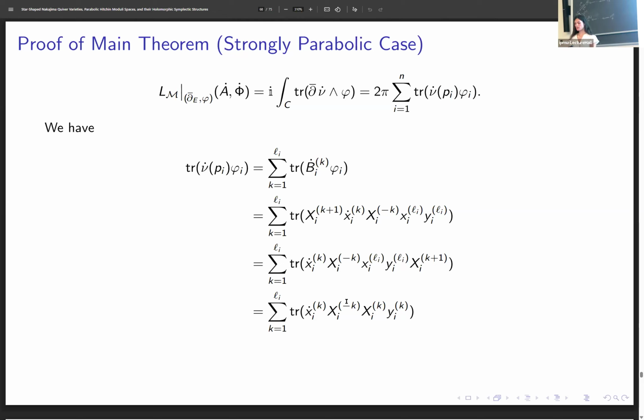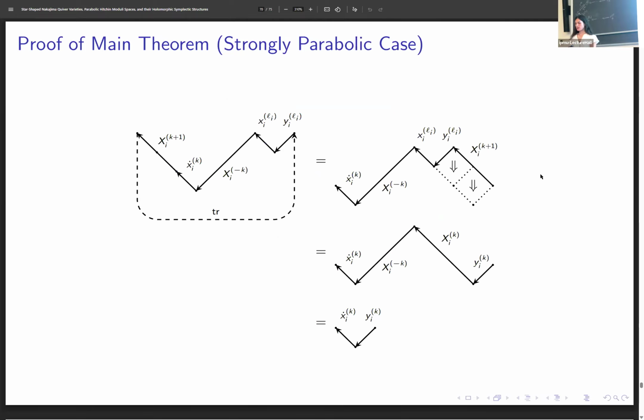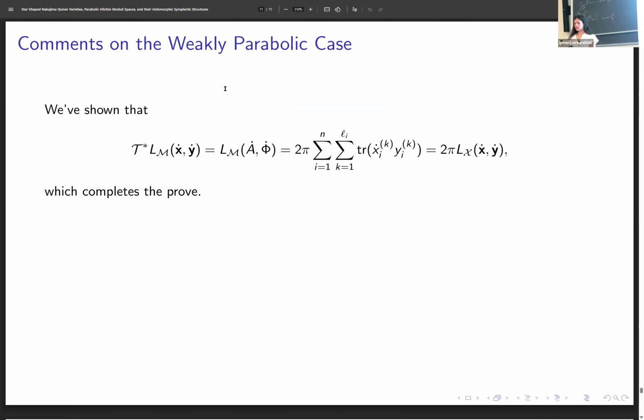And now since x to the minus k is a left inverse of x to the k, they cancel, and I got this as a result. And there's that diagrammatic calculation for this. And so altogether, we've calculated the pullback of the one form by pushing forward the deformation and then plugging it in and simplifying. And we got the one form on the quiver varieties.